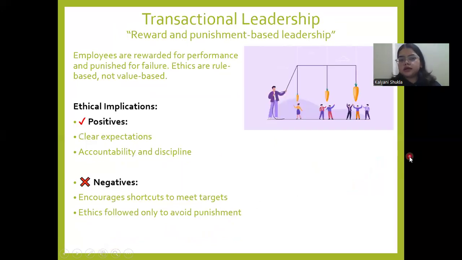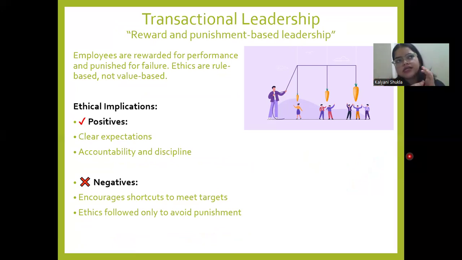Now, coming to our next, transactional leadership. Transactional leadership, as the name suggests, is a reward and punishment approach. By the term reward and punishment approach, we have already heard of the approach like carrot and stick. Carrot means the reward and stick means the punishment. This also depends on it.